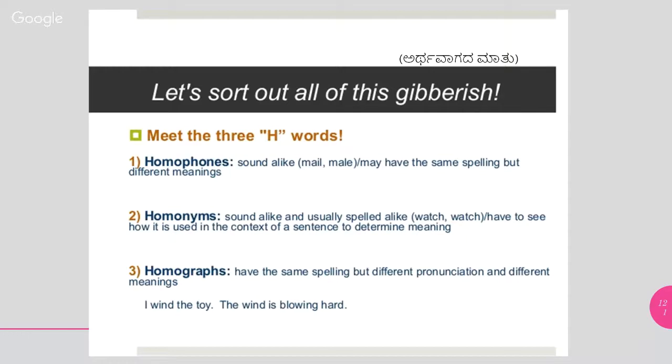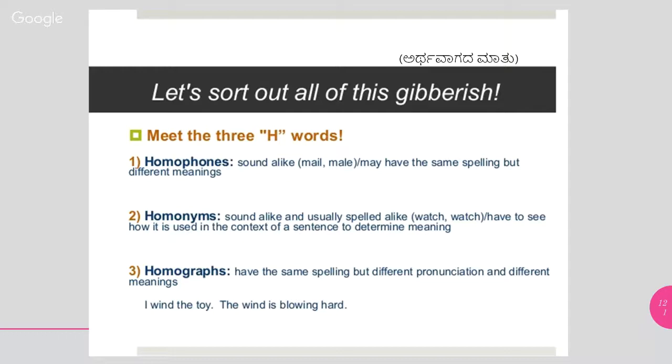Homophones sound alike. Male, mail: M-A-I-L, M-A-L-E. They may have different spellings and different meanings. Homonyms sound alike and are usually spelled alike. Watch, watch. You have to see how it is used in the context of a sentence to determine the meaning. Homographs: same spelling, different pronunciation, different meaning.